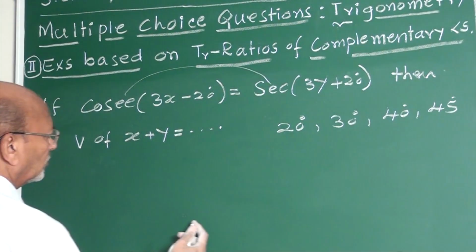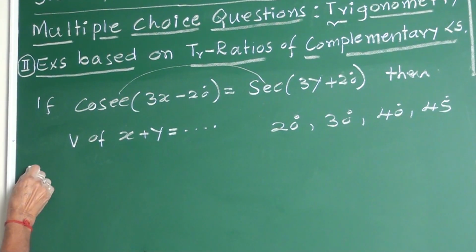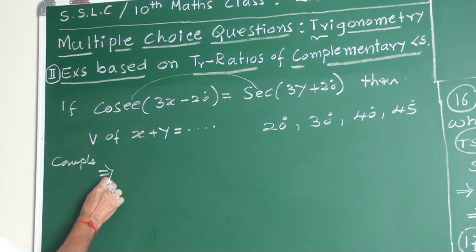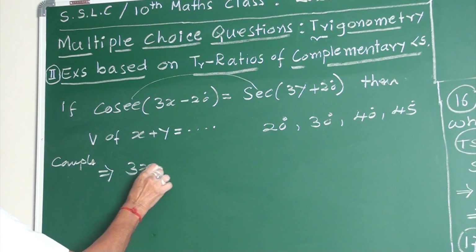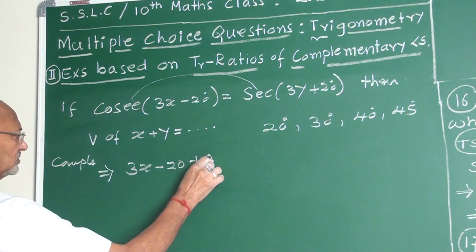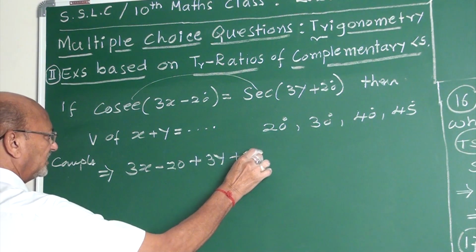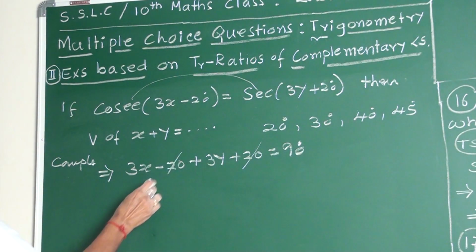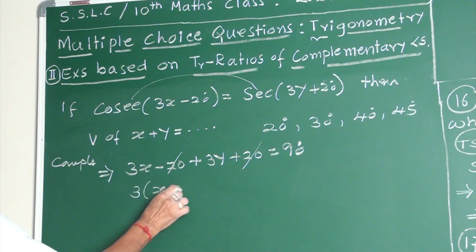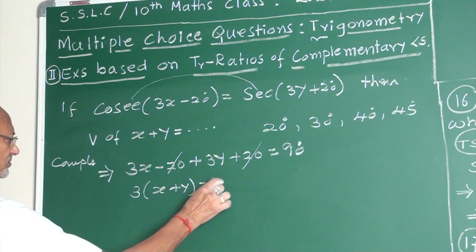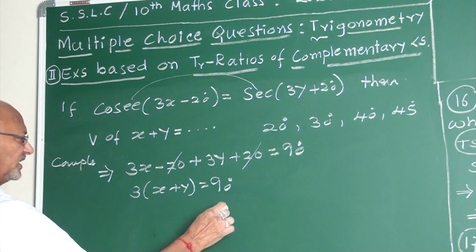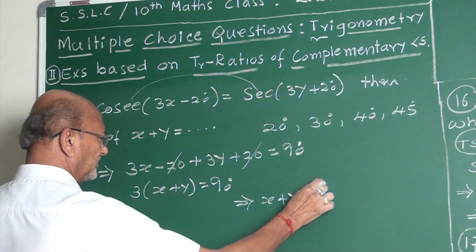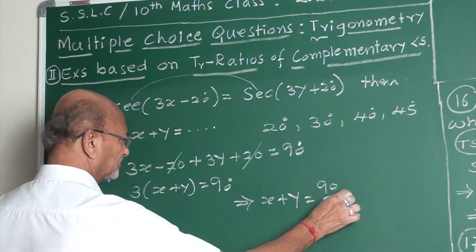Sec and cosec are complementary. Just write complementary. Complementary implies the sum of the angles: 3x minus 20 plus 3y plus 20 equals 90 degrees. Plus 20 minus 20 cancels. 3 is common, so 3 times x plus y is 90 degrees. Therefore x plus y is 90 upon 3, 30 degrees.